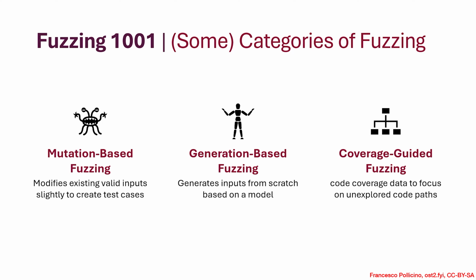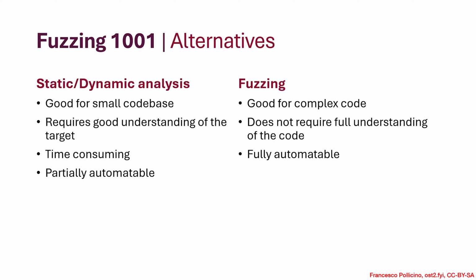So, to summarize, mutation-based fuzzing changes existing inputs, but it might test the same code path too many times. Generation-based fuzzing creates inputs from scratch, but it doesn't adjust based on how much of the code has been tested. Coverage-guided fuzzing combines the best of both, using feedback to test new parts of the code and find harder-to-find bugs. Now, let's compare fuzzing with static and dynamic analysis.